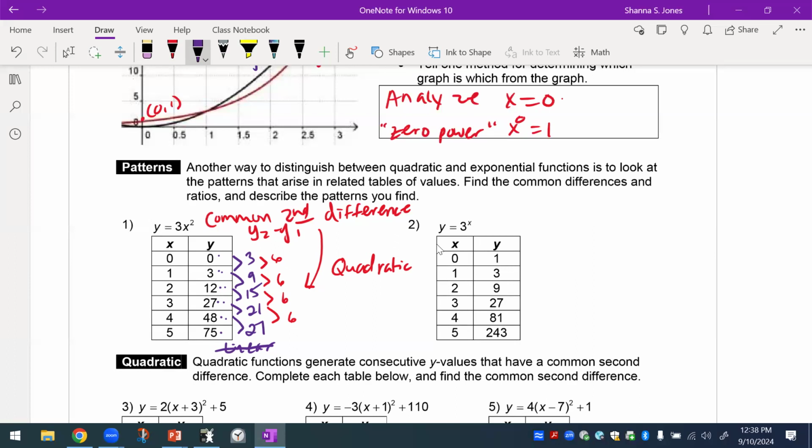Okay, all right, next, exponential. Exponentials are a little different. They have what's called a common ratio. Common ratio means that instead of subtracting, we have our y2 divided by our y1.